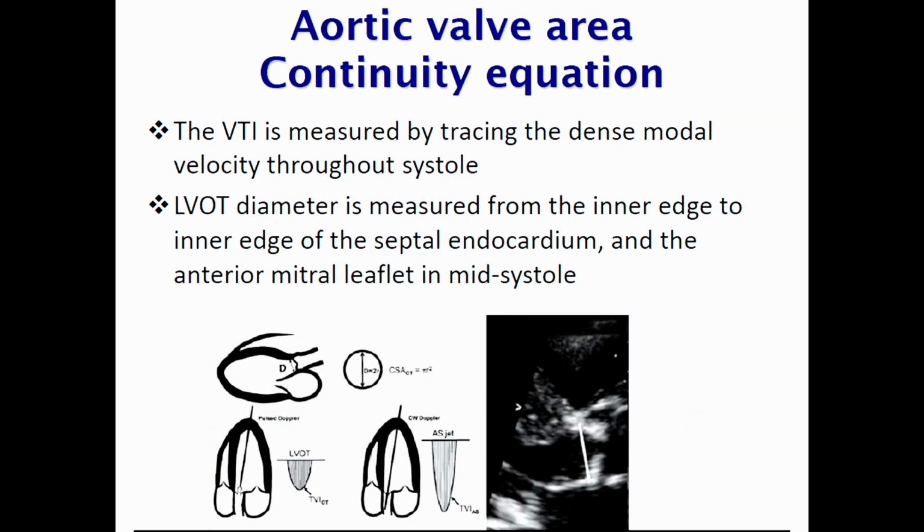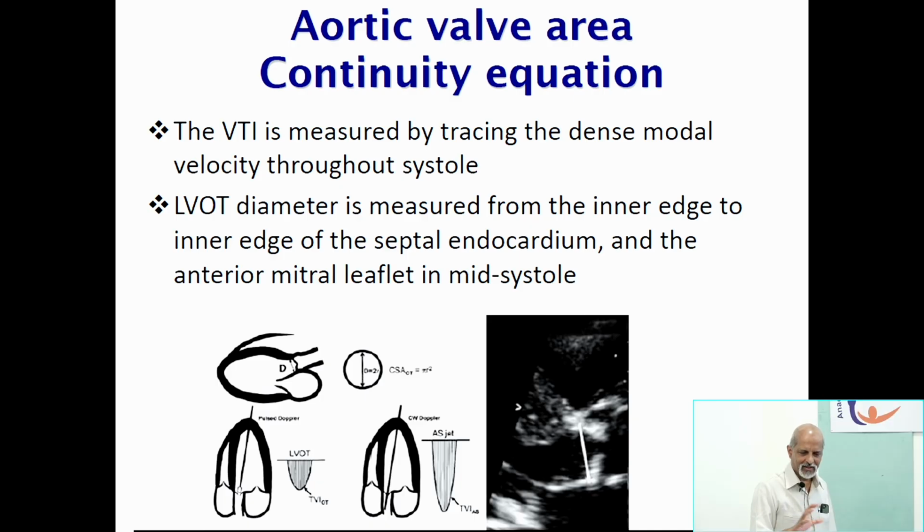But before that, we will go through how you are going to do the aortic valve area continuity equation. The VTI is measured by tracing a dense modal velocity throughout the cycle. This is for the aortic valve, and for the LVOT you have to put a pulse wave Doppler in the LVOT and measure that LVOT VTI. So you are getting these two different VTIs.